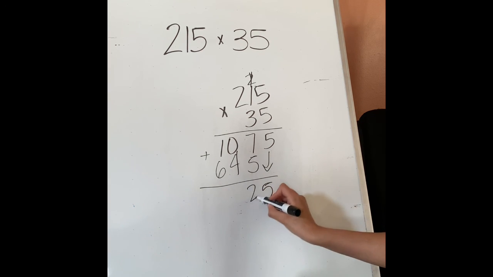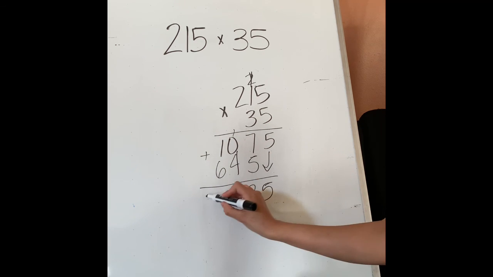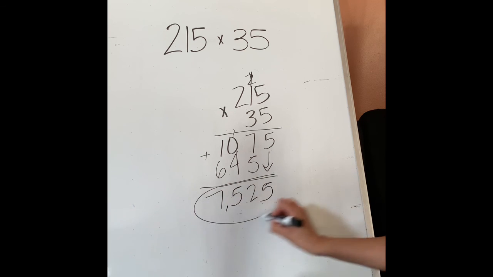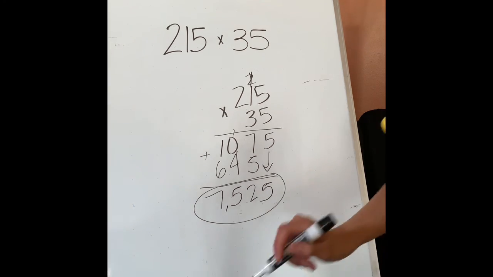7 plus 5 is 12. 4 plus 1 is 5. 6 plus 1 is 7. And once again, you do get an answer of 7,525, just as we did with lattice multiplication.